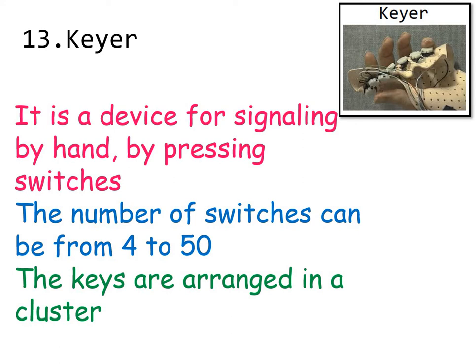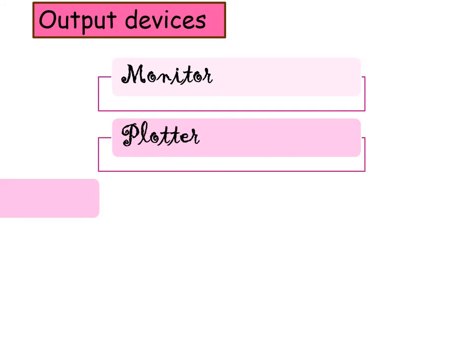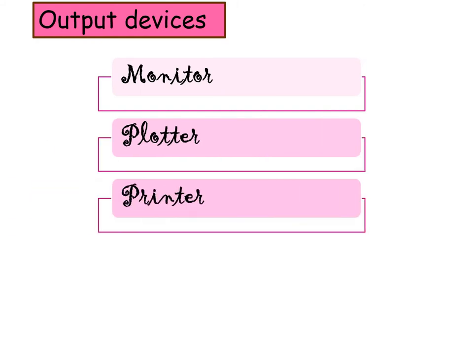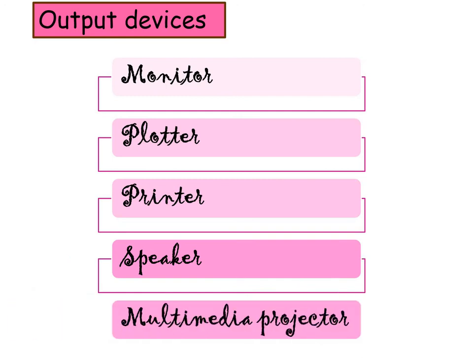Now we move on to the output devices. Monitor, plotter, printer, speaker, and multimedia projector are some of the output devices. I will show you one by one.